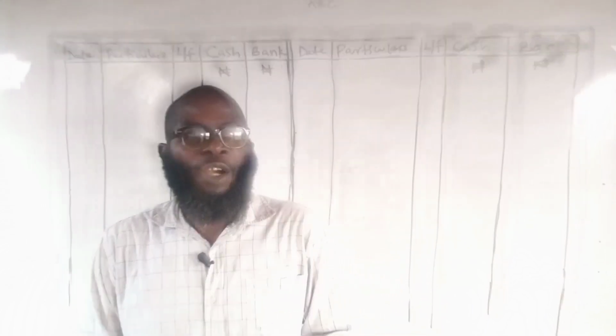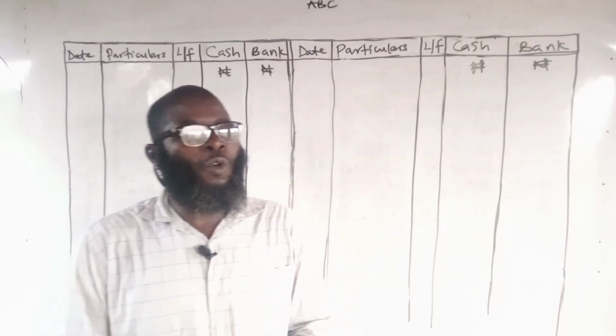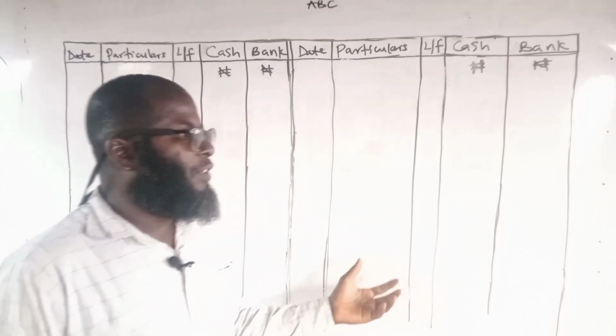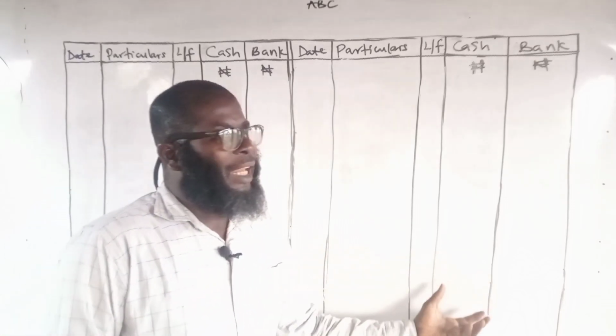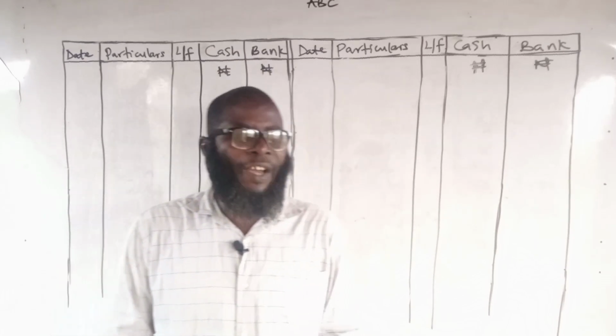In today's video, we shall be preparing a double column cash book that has a bank overdraft balance, that has a closing credit balance. Therefore, in the first instance, what do we mean by bank overdraft?